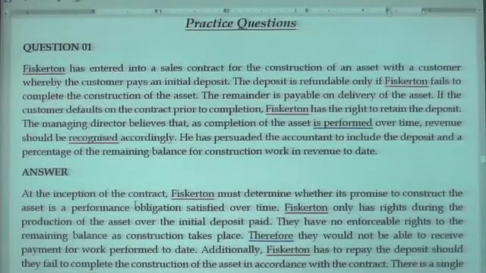Right. Now let us move into the practical questions tested in ACCA papers.